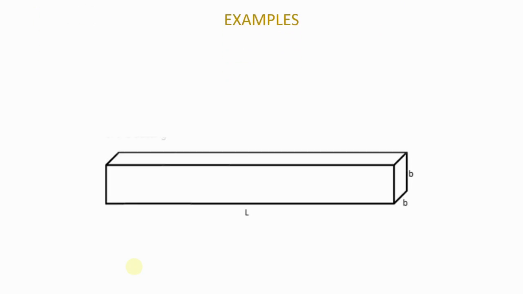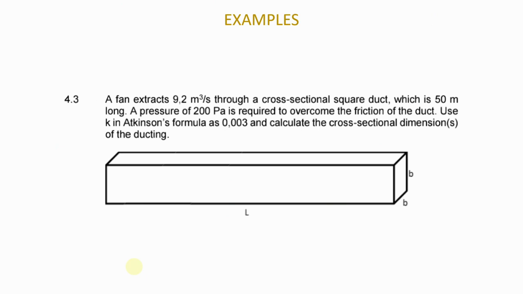So let us look at our first example. A fan extracts 9.2 cubic meters per second through a cross-sectional square duct, which is 50 meters long. As you can see, the duct that you have here has a square cross section, as the question says, and the length of the duct is given to you as 50 meters. So L is 50. A pressure of 200 pascals is required to overcome the friction of the duct.